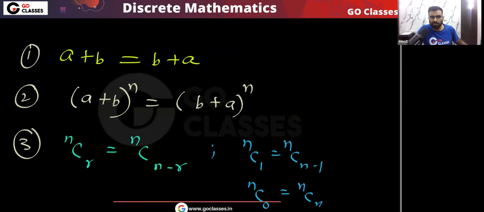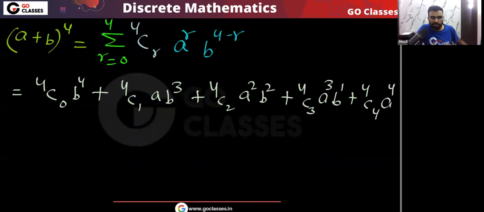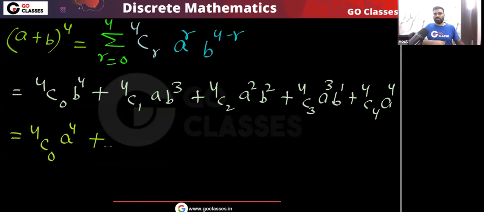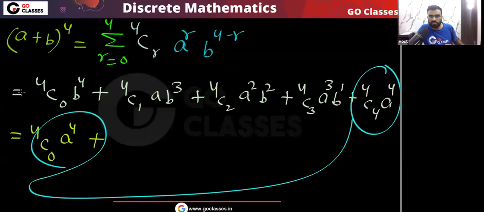So what I want to tell you, from these two, (a+b)^n equals (b+a)^n, so the order you can change. Similarly here, nCr equals nC(n-r). So this expansion I can write in many different ways. I can write 4C0 a^4 also, though here you have 4C0 b^4. Why? What is the reason? Because this is 4C4 a^4.